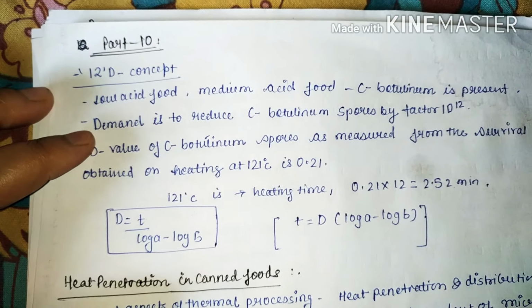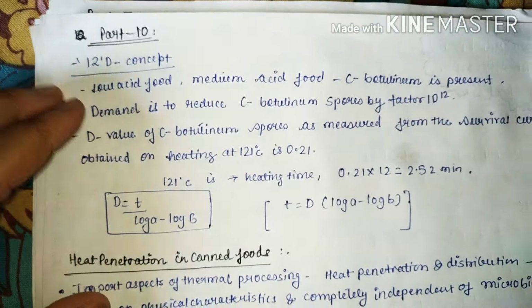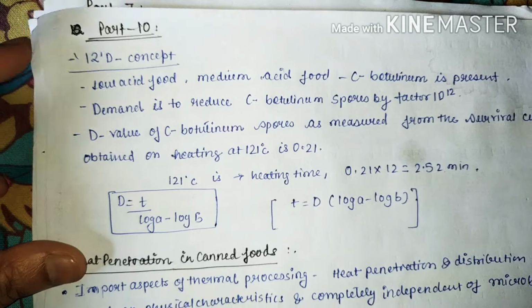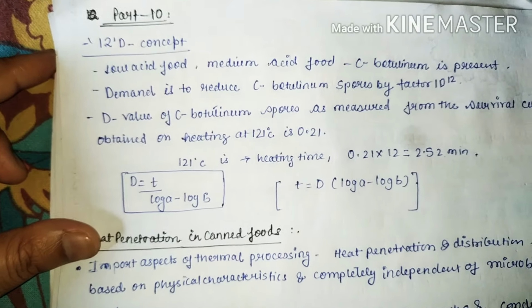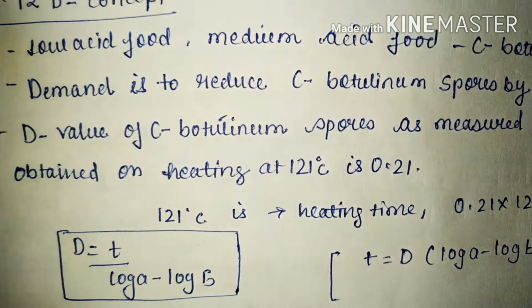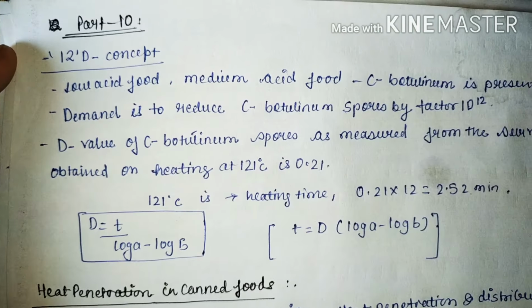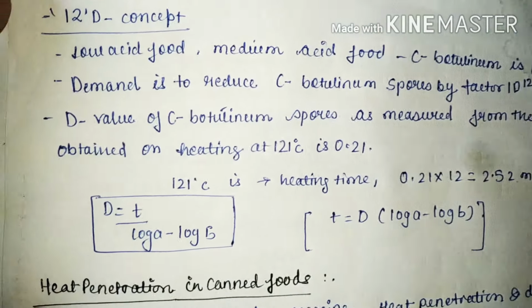Now this is where low acid food, medium acid food, C. botulinum is present. Means C. botulinum bacteria is present whether it is low acid food or medium acid food. The demand is to reduce the C. botulinum spores by a factor of 10 to the power 12.